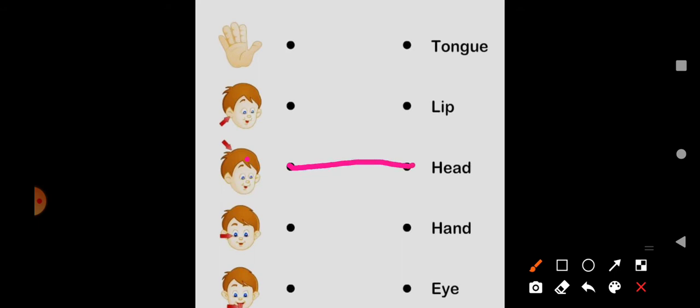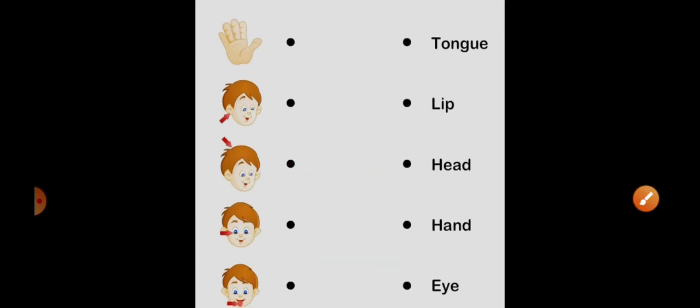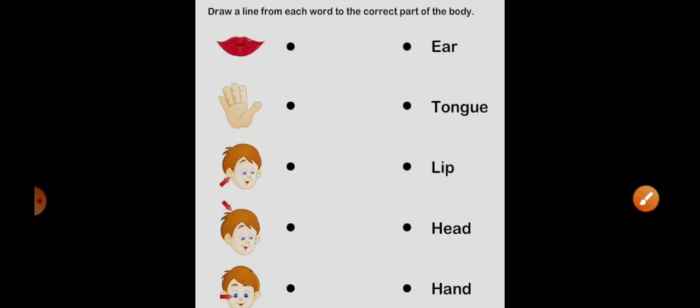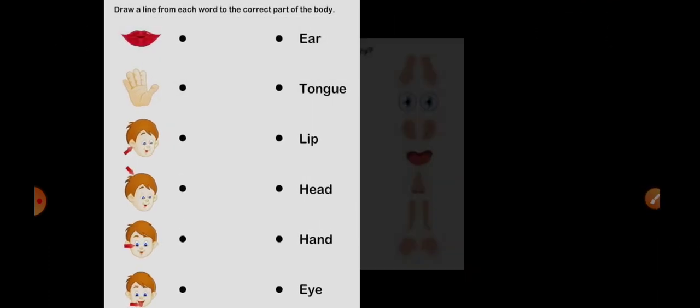And then what does it point to? Eye. And then tongue, T-O-N-G-U-E, tongue. So we have completed all these, okay. So these are our body parts, okay.